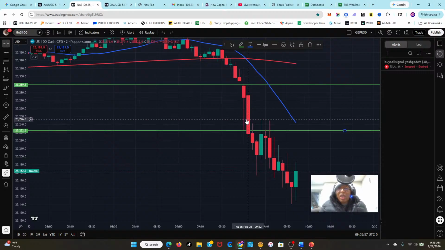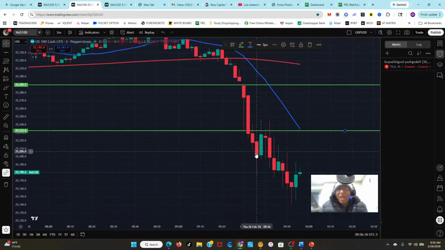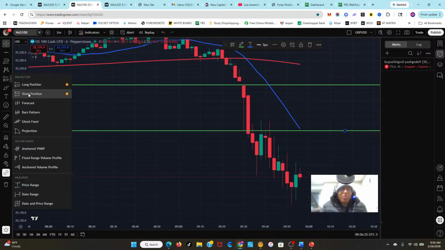We probably got in around, let's say this had already started printing. This big bar had already printed. But if we had just jumped in here when this started, we would ride it all the way. And if we got out right here, the first bar, the second bar, and the third bar, we would have gotten out right here. And you guys can see how that would have been.